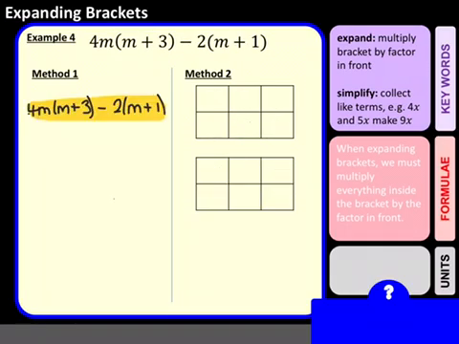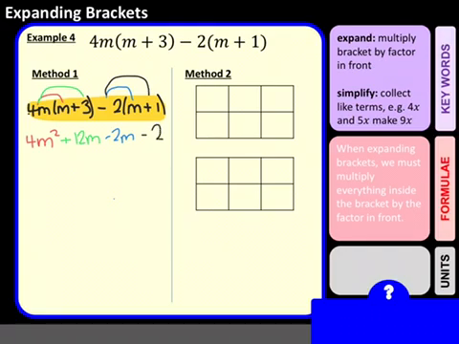Okay. So very similar again here, but you might have noticed there's a minus sign in the middle. So I'm going to do 4m times m, which is 4m squared, and then we're going to do 4m multiplied by 3, which gives us 12m. Then for the second bracket, I've got to do minus 2 times m, which is minus 2m, and for the final bracket, I'm going to need to do minus 2 times plus 1, which is minus 2.